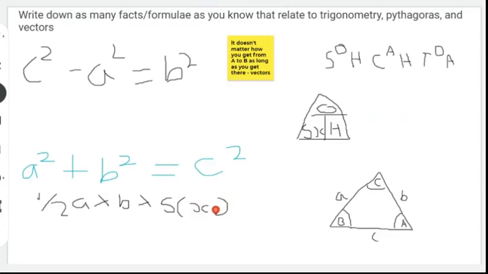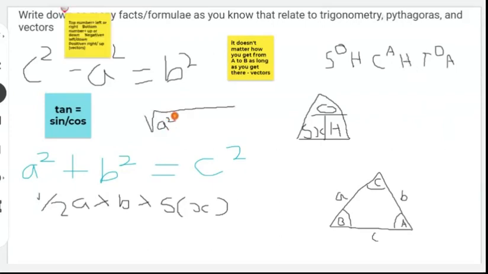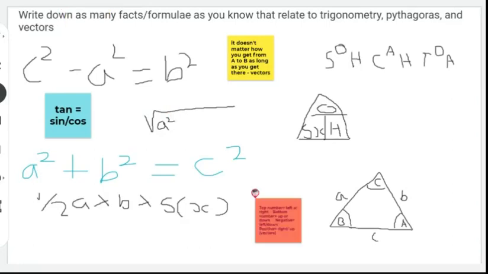Half A times B times sine C. Yes, a correctly labeled triangle where the angles are marked with capital letters and the lowercase letters are side lengths, and in particular, the lowercase letters are opposite their capital counterpart. Ooh, yes, tan equals sine over cos. Absolutely, that's true. Top number equals left or right. Bottom number equals up or down.